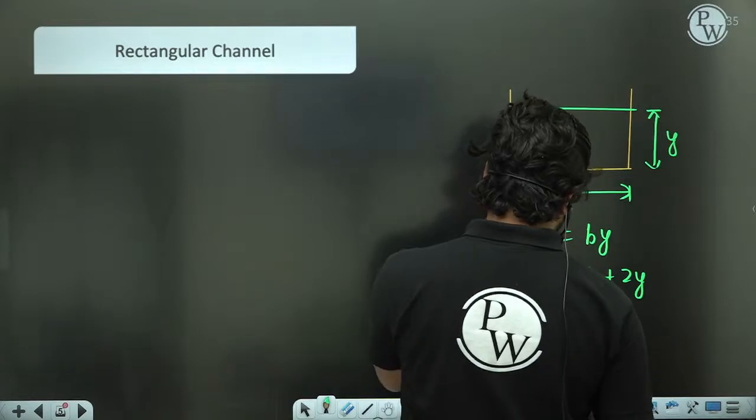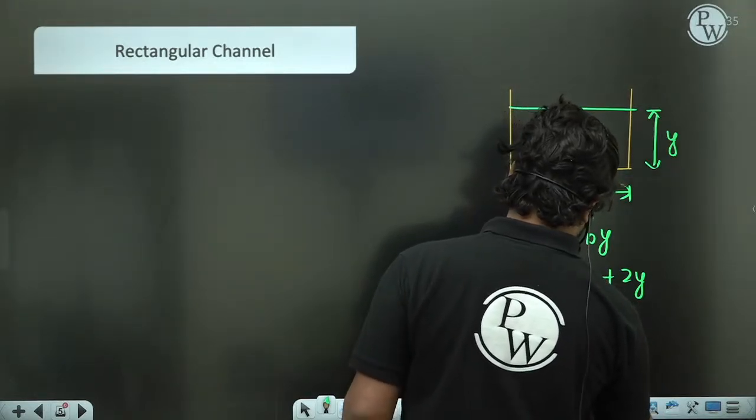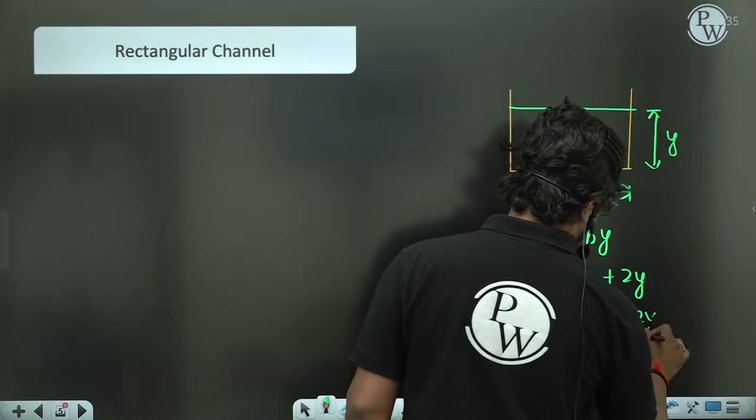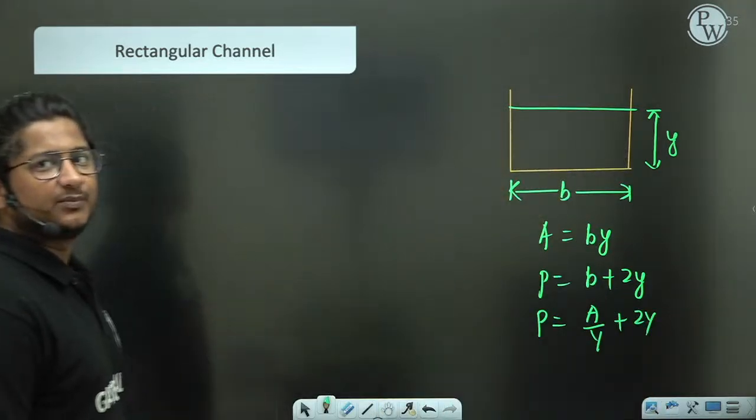If you write the perimeter in terms of area, it will be nothing but area upon Y plus 2Y. I don't think anybody will have any problem.